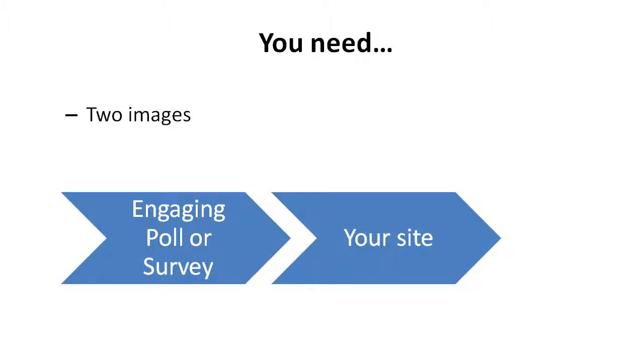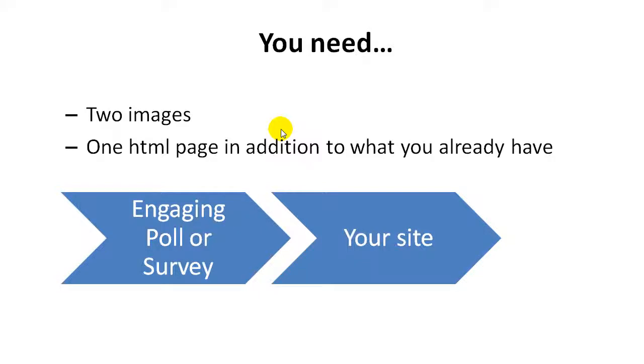In order for this to work, you're going to need 2 images, and then you'll need to have 1 HTML page in addition to what you are already having. Now, you can have an HTML page or you can have a WordPress page. So depending on what site you use, just an extra page with 2 images on it with an engaging poll or survey, that's what we're going to be creating, which eventually redirects to your main site. So let me show you how to implement this.